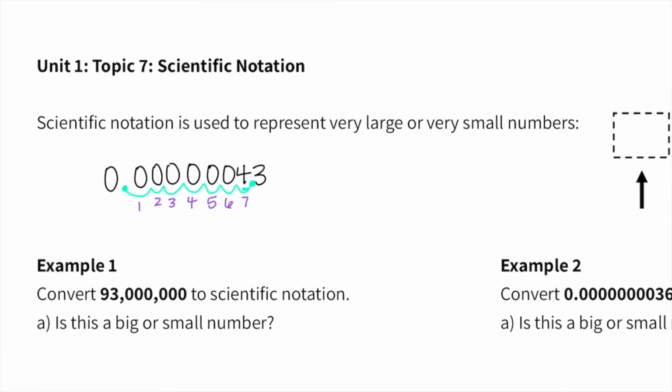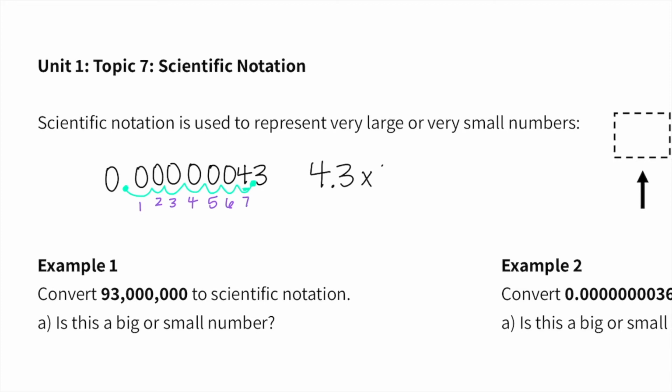So the way that we would write this is 4.3, because we include all of the important non-zero numbers, times 10 to the negative 7.